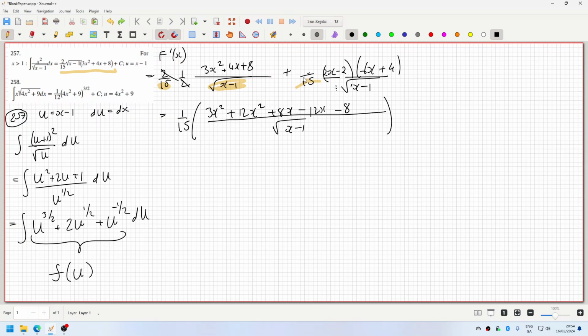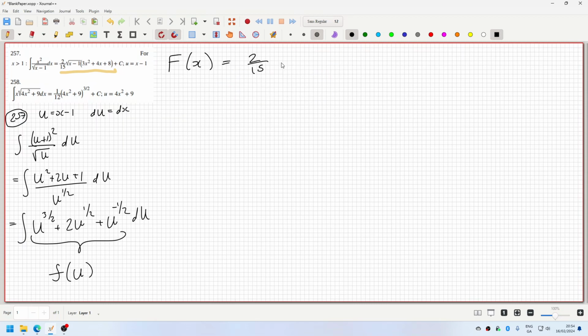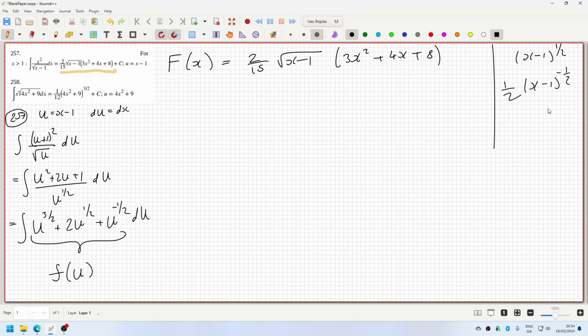I'm doing something wrong here for sure. Let's be super crystal clear. f(x) equals 2/15 root x minus 1 times 3x squared plus 4x plus 8. And then x minus 1 power a half, its derivative is a half, x minus 1 power minus a half, that's 1 over 2 root x minus 1.